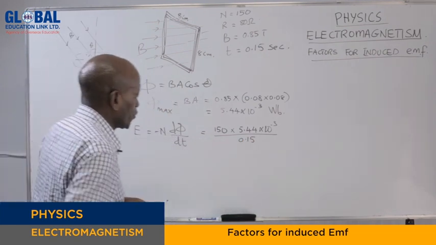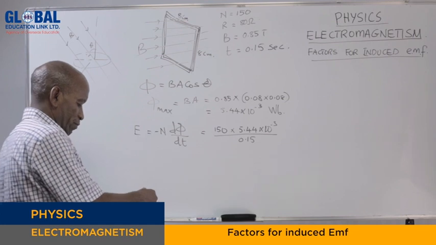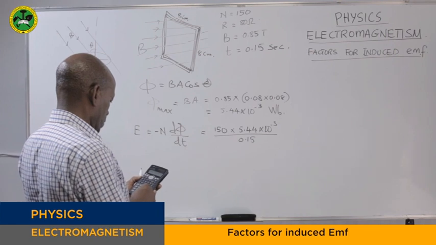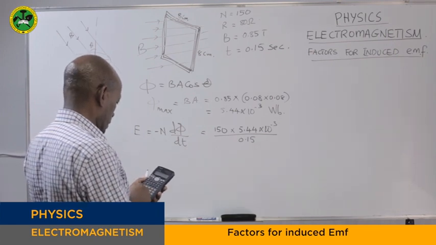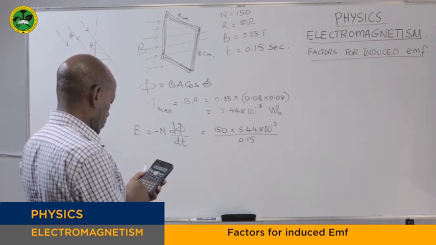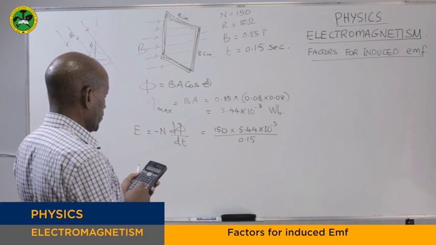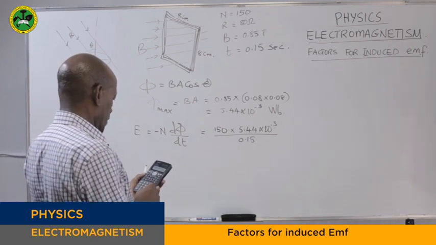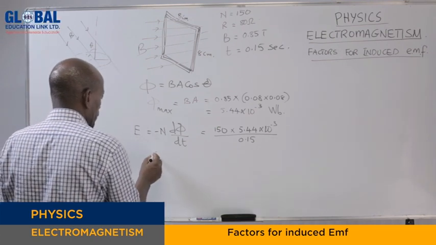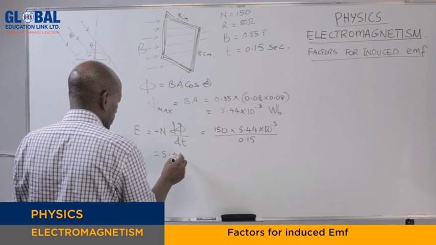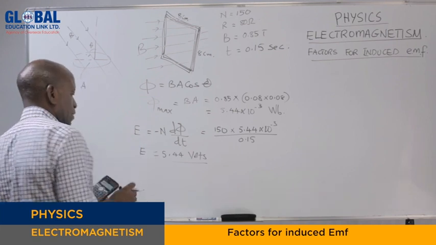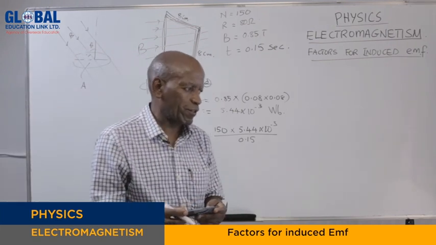From there, we are going to get the induced EMF. We take 5.44 times 10 power negative 3, multiply by 150, and after that divide by 0.15 seconds. This gives us 5.44. So the induced EMF will be equal to 5.44 volts.